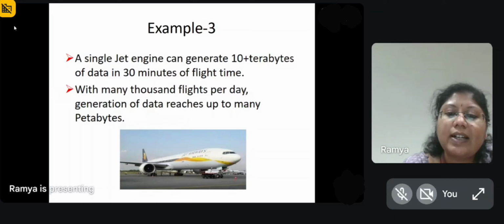The third example is based upon the jet engine. A single jet engine can generate nearly 10 plus terabytes of data in 30 minutes of flight time. We can see many thousand flights per day, so think how much data it will be generating.